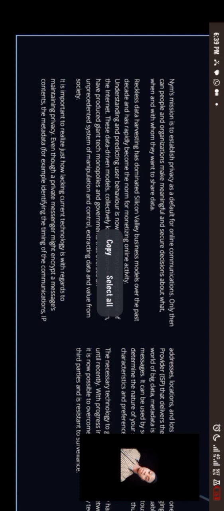It is important to realize just how lacking current technology is with regards to maintaining privacy. Even though a private messenger might encrypt the message content, the metadata, for example the timing of the communication, IP address, location, and lots more, is visible to everyone, from the internet service providers (ISPs) that deliver the message to the messaging application itself. And in this world of big data, metadata is in many ways more valuable than the content of the message. It can be used by sophisticated analytic systems to determine the nature of social relationships and predict your personal characteristics and performance.